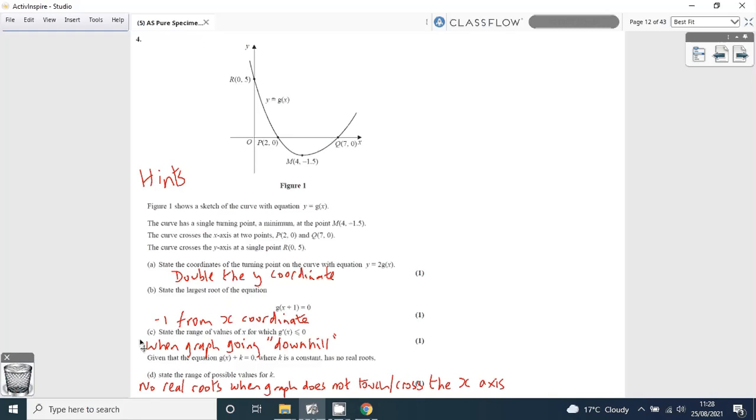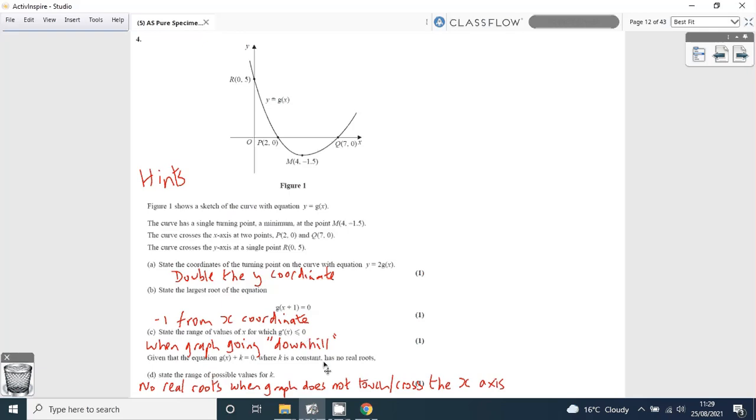Now for part C, state the range of values of x for which g dash x is less than or equal to 0. Well, this is when g of x is going downhill, so it's this set of points from 4 and to the left. All those points there are when the graph is going downhill. So what range of points is that? And state that as an inequality.